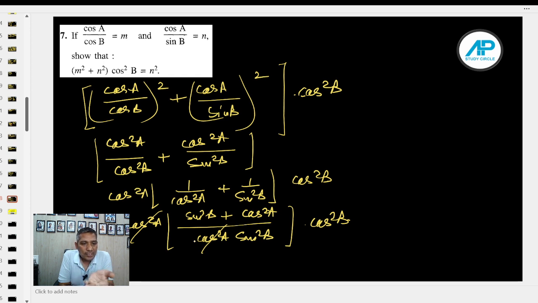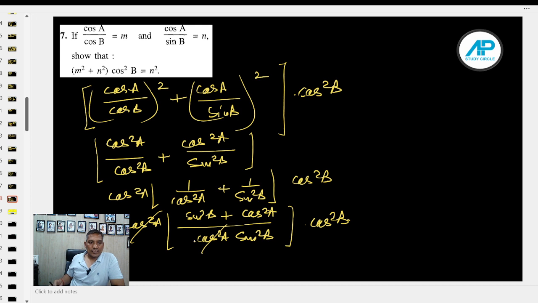So you can see here I have an additional value of sine square B with me. The question is stuck, or you can find out any way out of here. In such scenario, I should again go back to the original space. So you can see I had cos A upon cos B whole square and cos A upon sine B whole square, because I got the value m square plus n square. And when I open the squares, it's giving me cos square A upon cos square B plus cos square A upon sine square B multiplied by cos square B. What should be done?